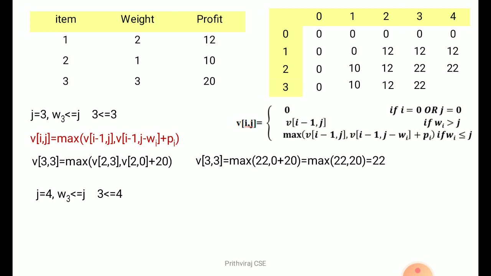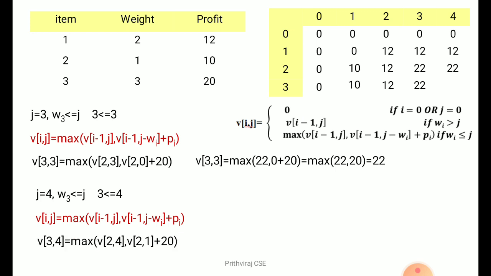Last value, when i is equal to 3 and j is equal to 4. So when j is equal to 4, 3 is less than or equal to 4, so last possibility, third possibility, v of 3 comma 4 is equal to max of v of 2 comma 4 comma v of 2 comma 1 plus 20, because 20 is the profit. v of 3 comma 4 is equal to max of 22 comma 30. So the maximum value is 30, so 30 will be placed at position 3 comma 4.